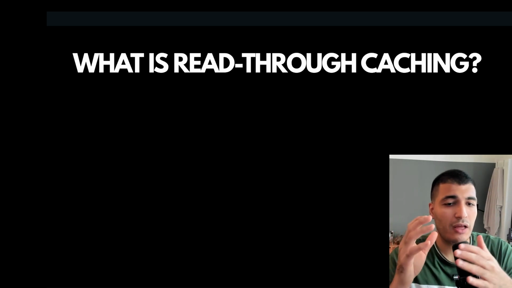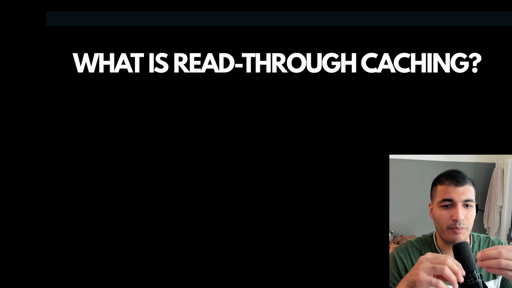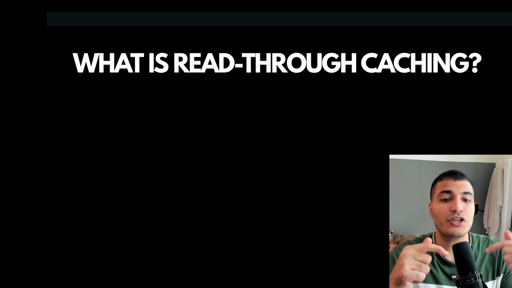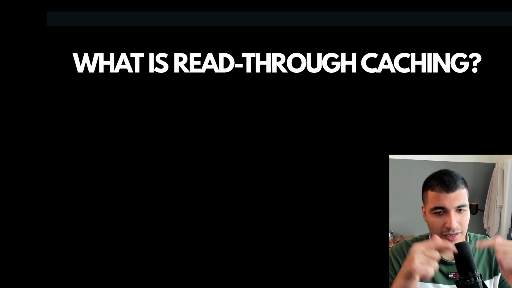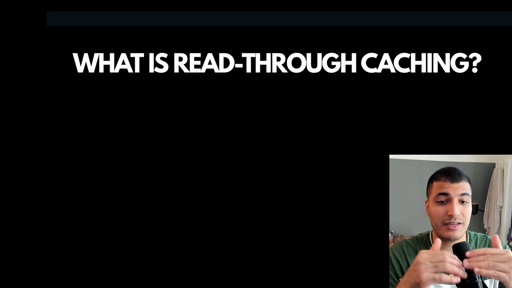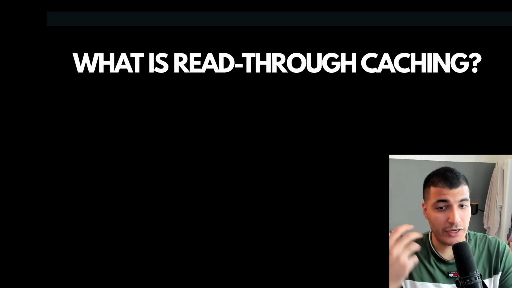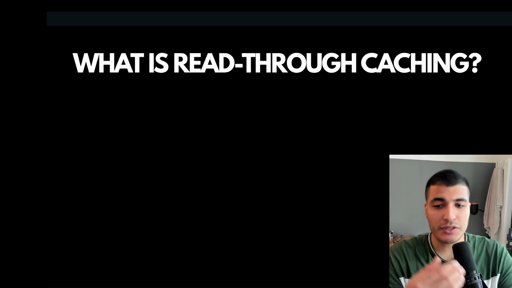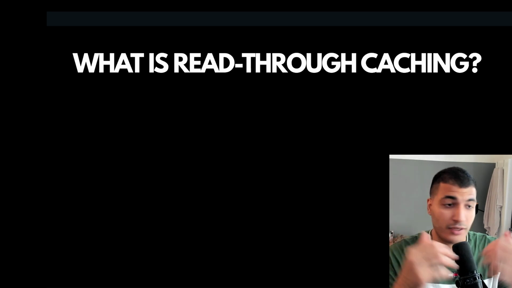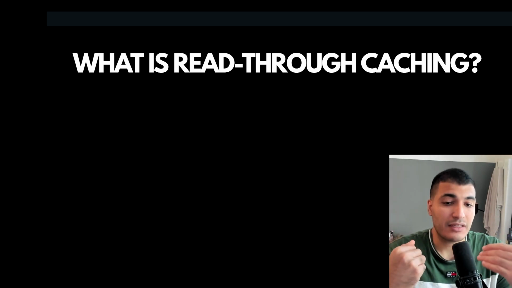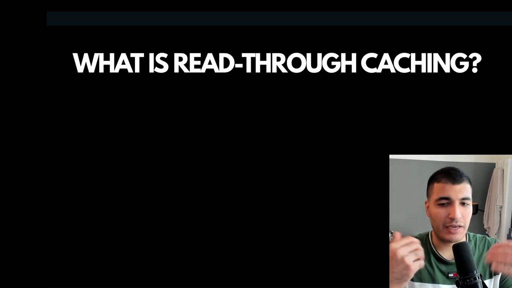First, your application requests a piece of data from the cache. The cache checks if the data is available. If the data is present, that's called a cache hit. The cache immediately returns it to the application. It's quite fast and simple. If the data is not present, we call this a cache miss.